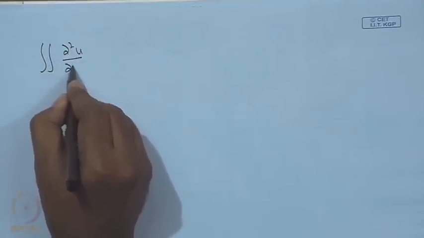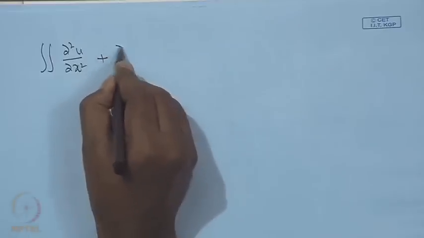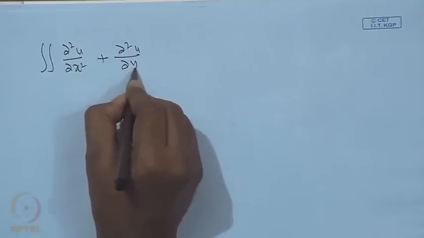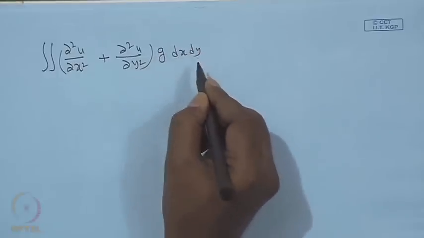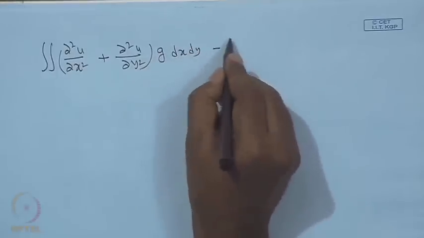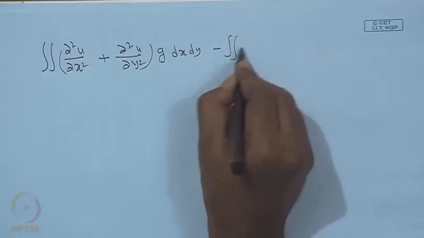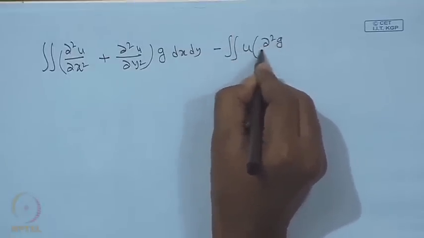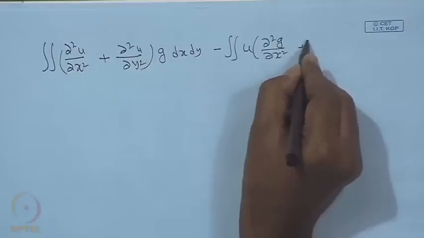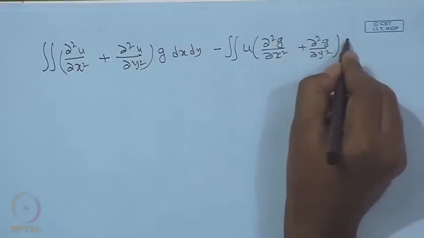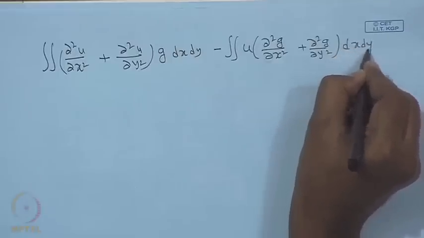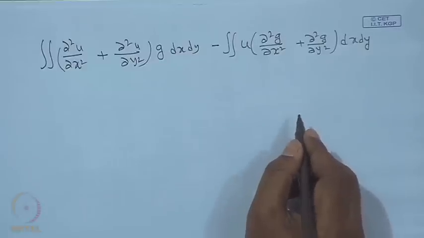So, double integral of (del square u del x square plus del square u del y square) g dx dy, that is the first term, minus double integral of u (del square g del x square plus del square g del y square) dx dy. So, that is the left hand side.